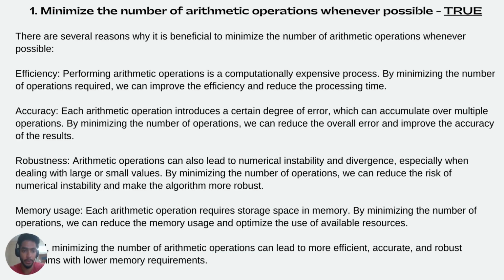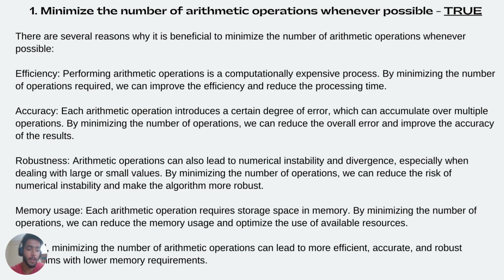Second thing is the accuracy. With each arithmetic operation, we increase a certain degree of error, and due to which we can accumulate it over multiple operations. By minimizing the number of operations, we reduce the overall error and improve the accuracy of the results. The third thing is the robustness. Arithmetic operations can also lead to numerical instability and divergence, especially when dealing with large or small values. And by minimizing the number of operations, we can reduce the risk of numerical instability and make the algorithm more robust.